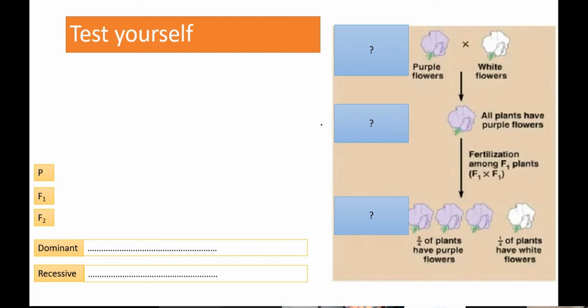Give the label P. P is the one on the above: the purple flower and the white flower. Okay, very good. What is P actually, Vincent? P is the symbol of parental. Good, yeah, Vincent. P is parental.